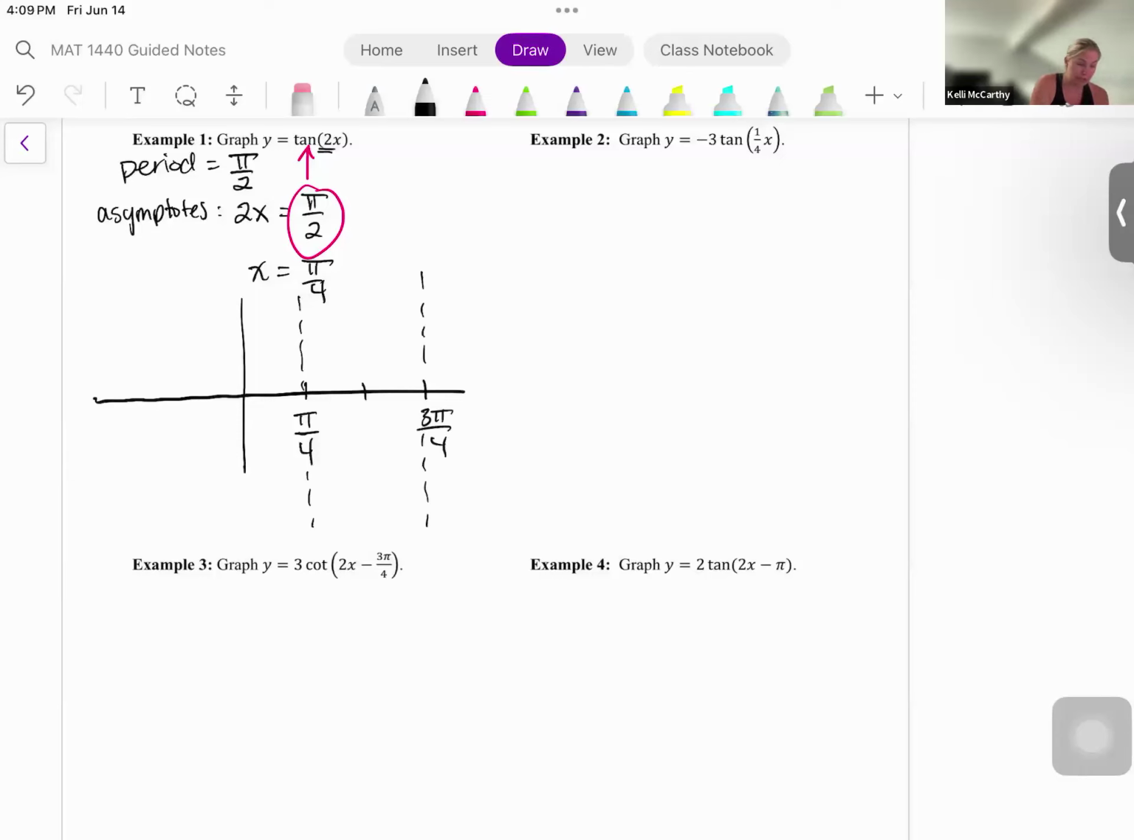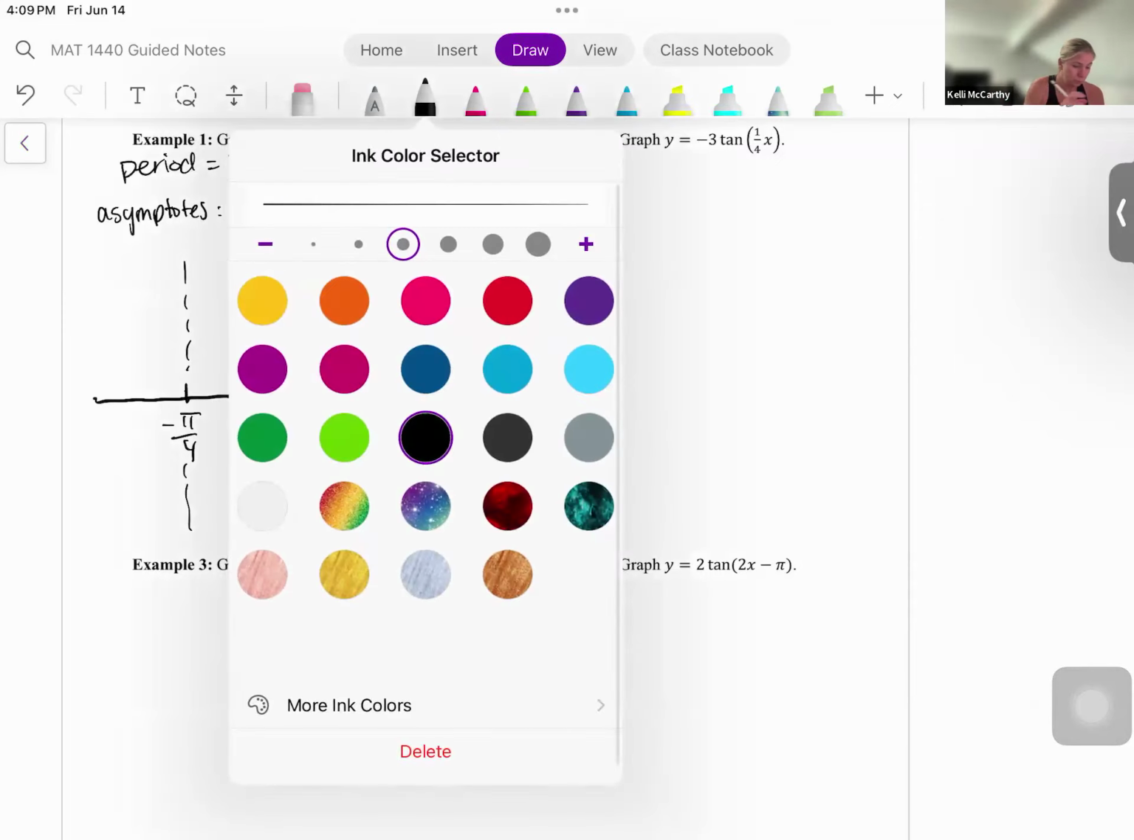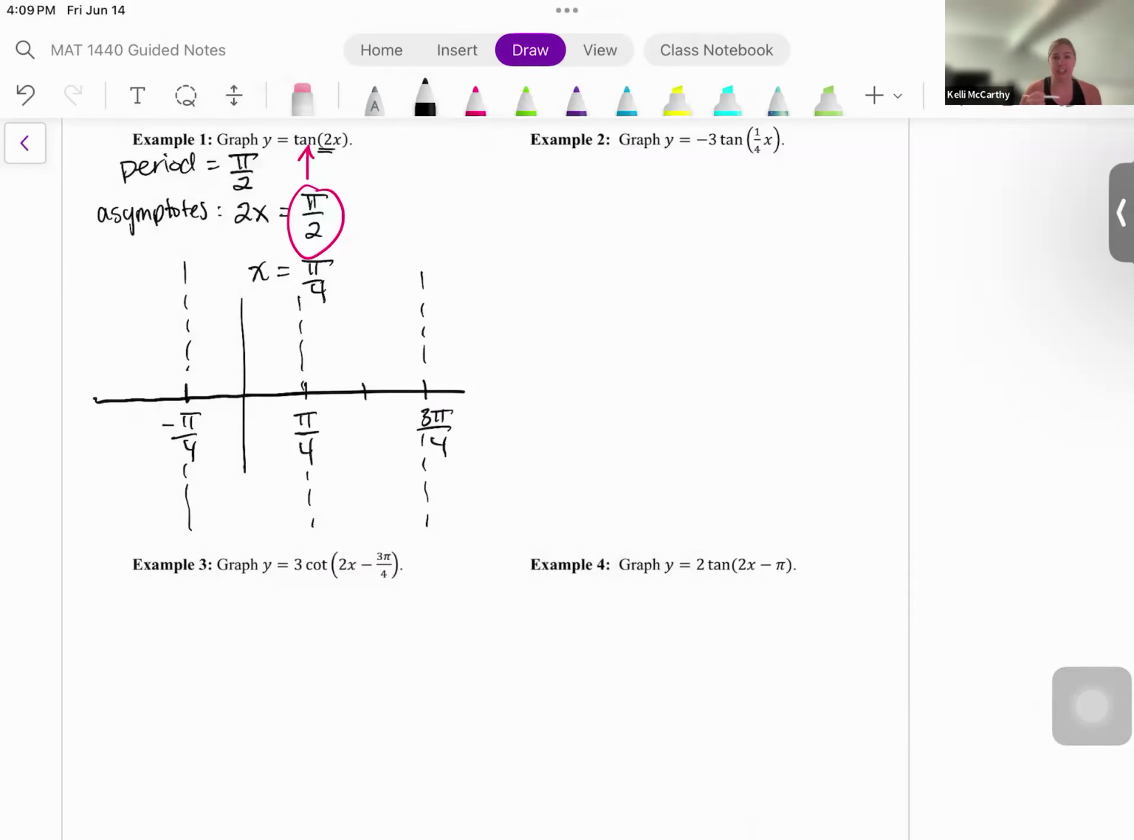Or we could go to the left. Here's 1 pi over 4 and then another 2 pi over 4. There. So we've really set up asymptotes in both directions so we could graph 2 periods of this function. Remember that tangent looks a lot like that cubic function. So starting at that minimum, going to the midline, going to the maximum.